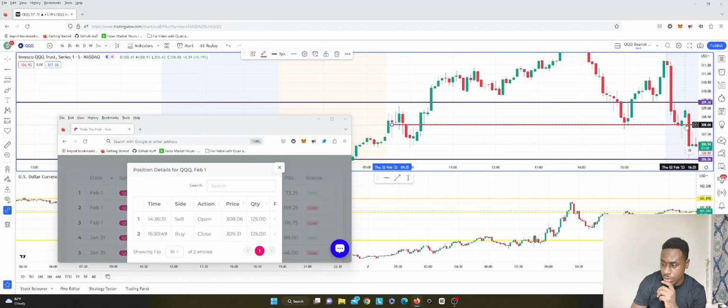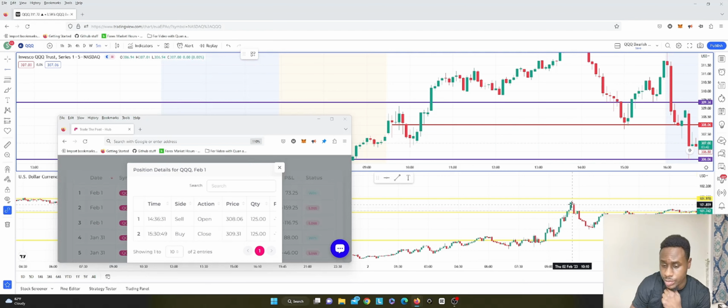Nice. And then we closed it at 10:30. So at 10:30 the dollar was pushing down, and that would have been bullish. So me having a sell position, that's where it hit my stop loss. So it closed me at 10:30.